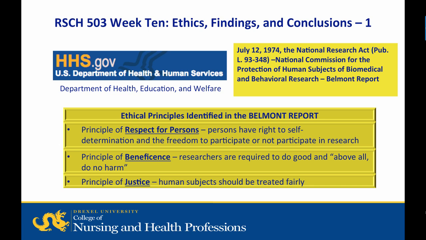The first principle in the Belmont Report is respect for persons, meaning the individuals have the right to self-determination and the freedom to participate or not to participate in research. The second principle is beneficence, meaning researchers must do good and, above all, do no harm. And the third principle is justice, meaning that all human subjects must be treated fairly.